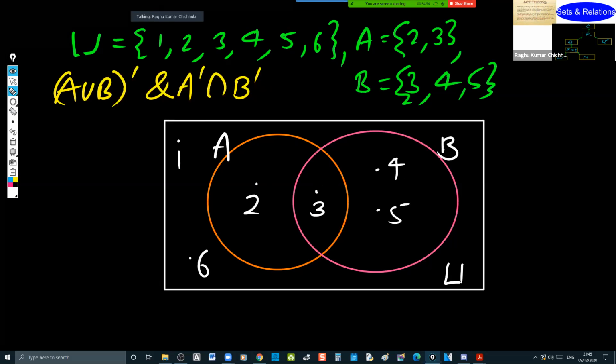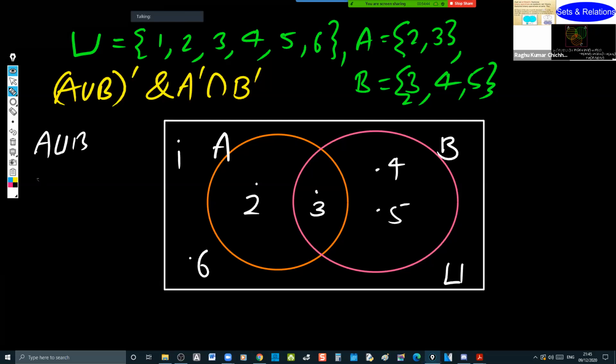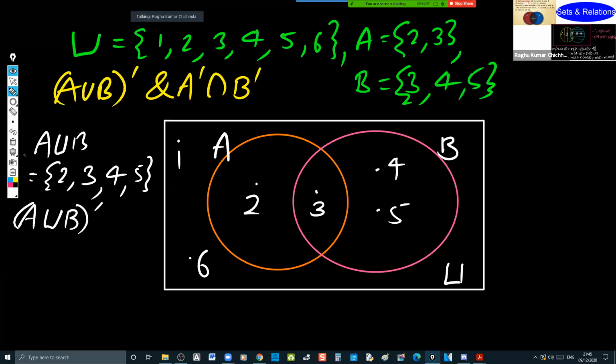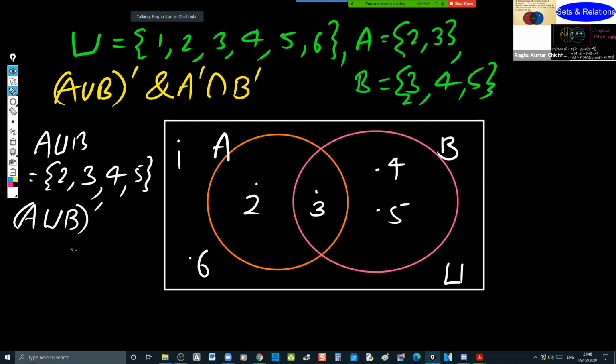Now what I need is A union B. Tell me what is A union B. 2, 3, 4, and 5, sir. Now, Chaitanya, what is A union B whole complement? Not A union B: 1 and 6. Very good, 1 and 6.